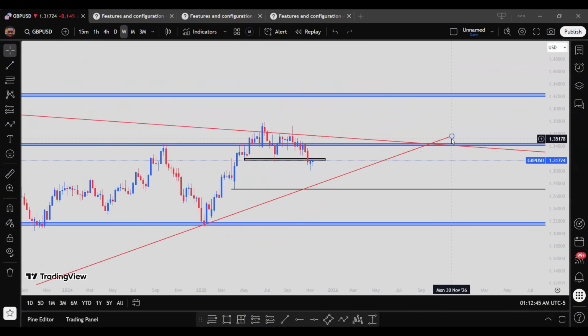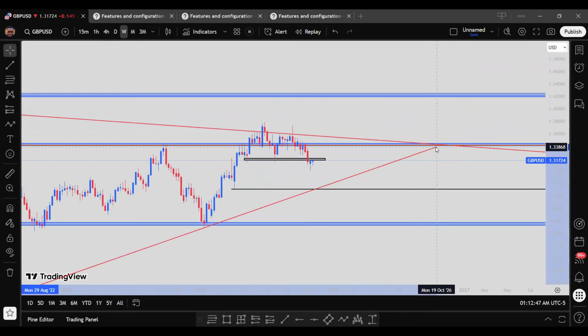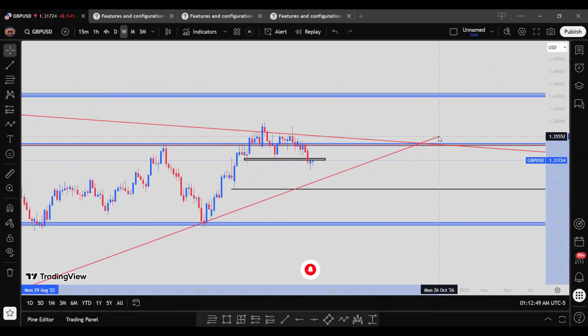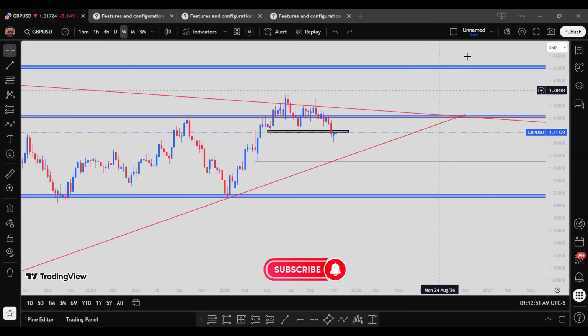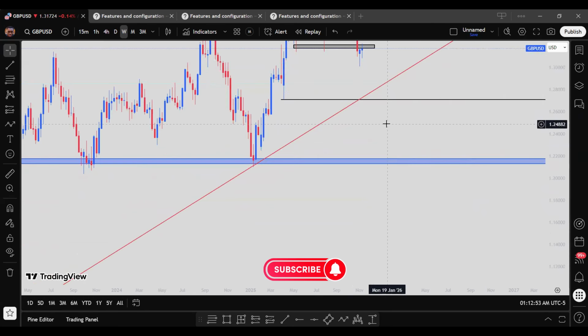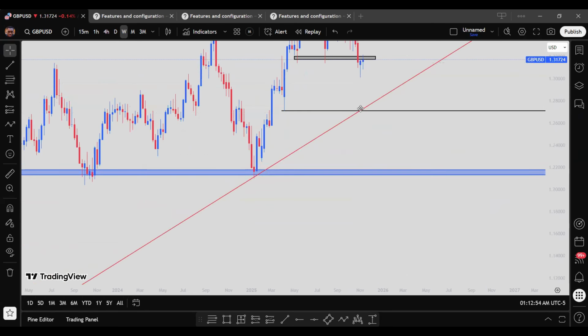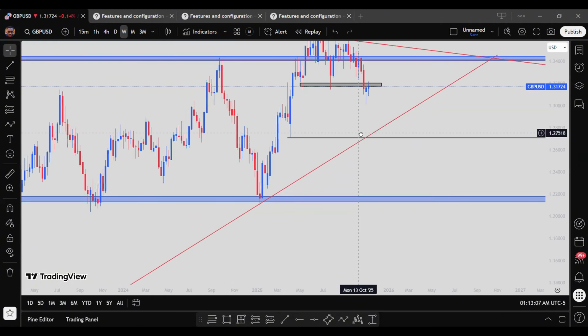If price continues back to the downside and we have a break of this level here, definitely we are going to have a break of this level and a retest of it to sell back to the downside. So this is how I'm looking to trade GBPUSD.